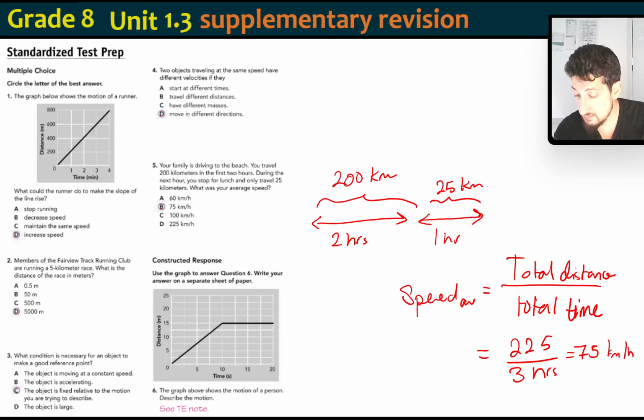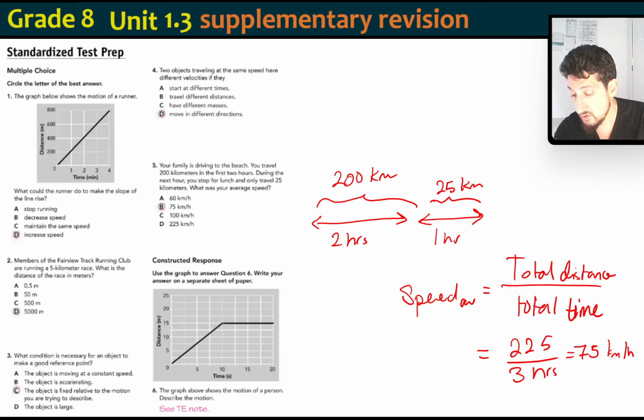And the last one says, use the graph to answer question 6. Write your answer on a separate sheet of paper. The graph above shows the motion of a person. Describe the motion. Okay, very easy. The person is moving at constant speed. Okay, so they're not actually, because it's a distance-time graph. And they're moving at a constant speed of 1.5 meters per second. And they cover 15 meters in 10 seconds.